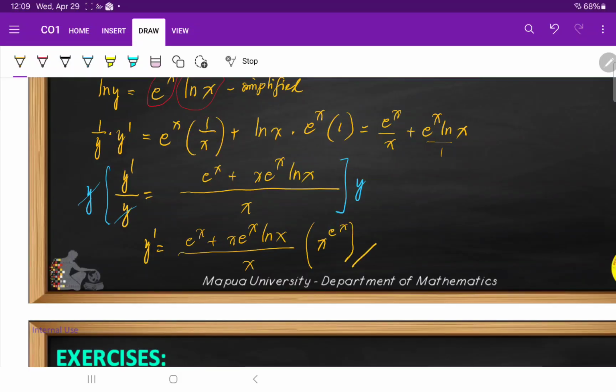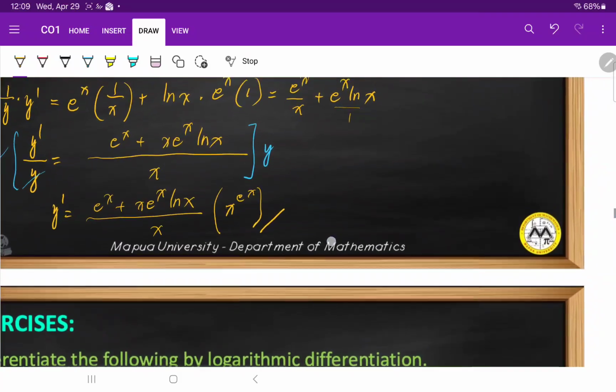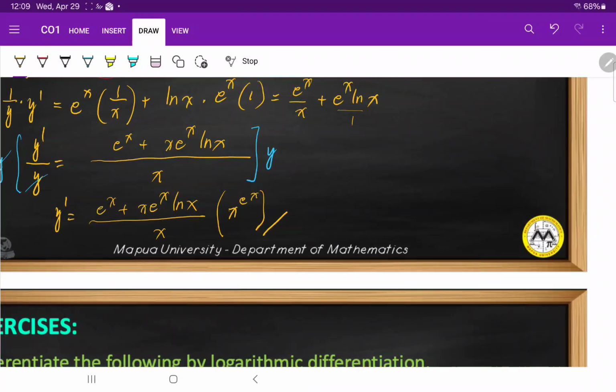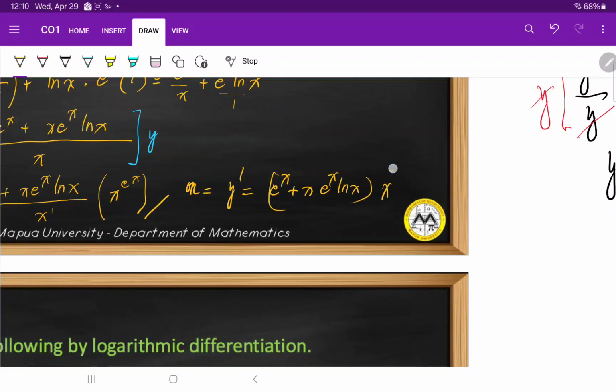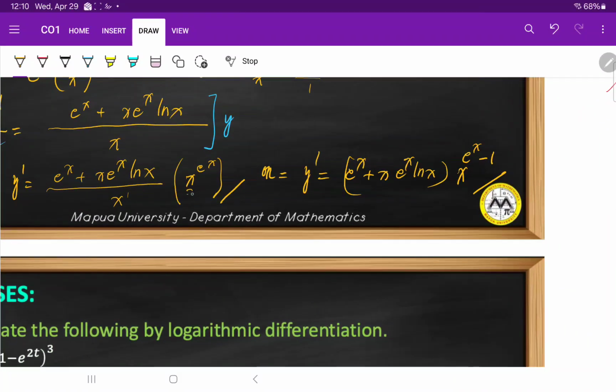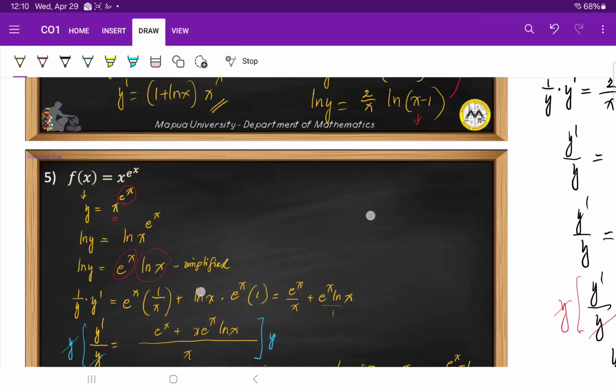Okay, this may be your answer, but we can still simplify because the exponent of x here in the denominator is 1. So we can further simplify by writing this as y prime is e to the x plus x e to the x ln of x times x e to the x minus 1. Because we have here the same base, the exponent here is 1, so we subtract the exponent. Okay? So, this is number 5.